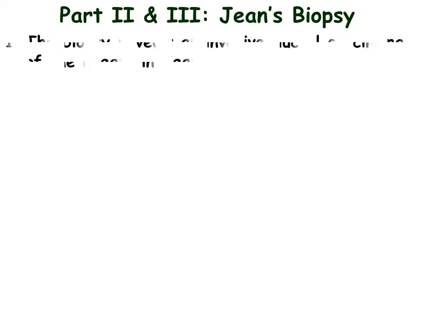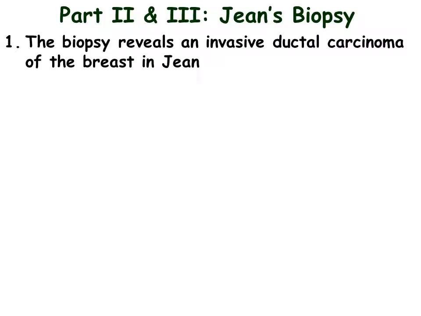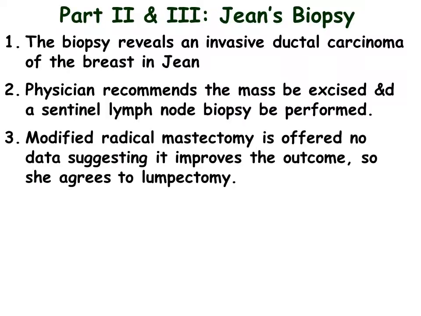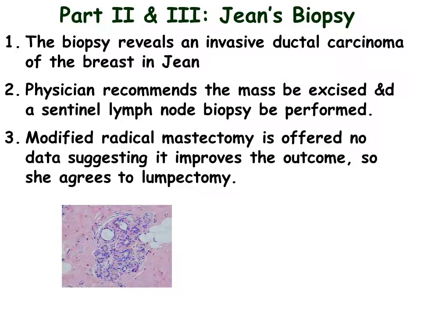So, Jean has her biopsy, and she does indeed have an invasive ductal carcinoma of the breast. The physician, of course, recommends that the mass be excised, and a sentinel lymph node biopsy should be performed. He suggests a modified radical mastectomy. However, no data suggests it improves the outcome, so she, of course, like most people, agrees to the lumpectomy, as we've always referred to it since it started.